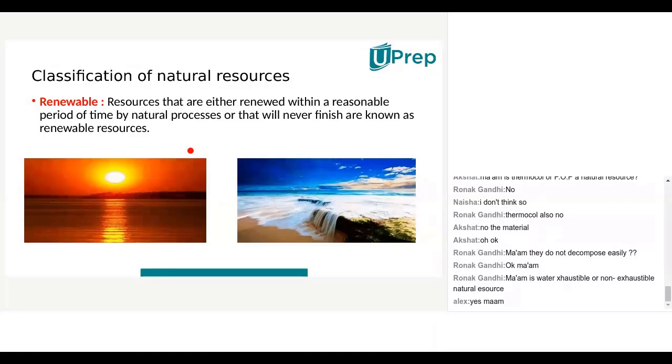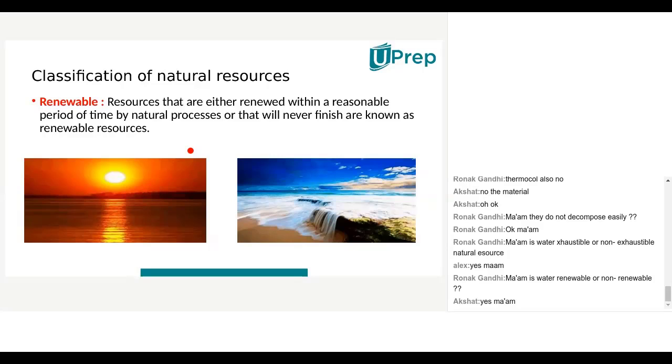If sunlight is there, it is very much sure that the upcoming generation can also see the sun very clearly, and it is available even after a few million years. There is no end for it. Understood or not? So these are resources which can be replaced within a particular period of time. Water comes under renewable resources.